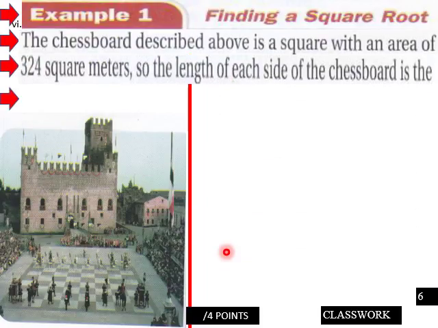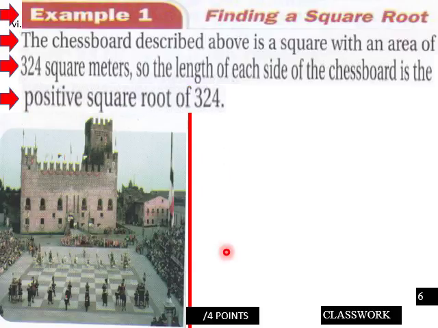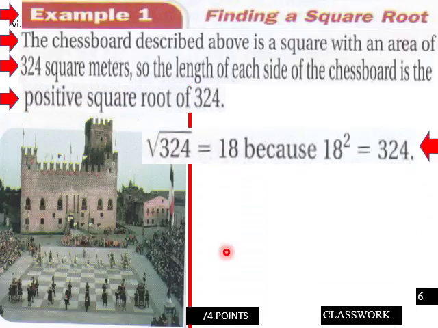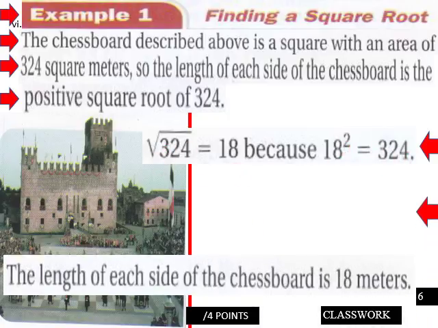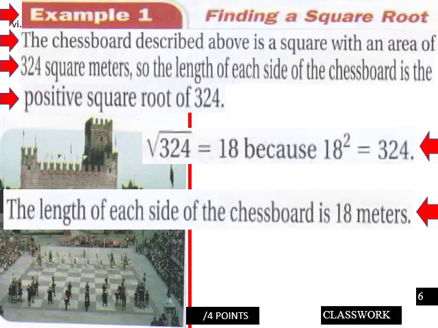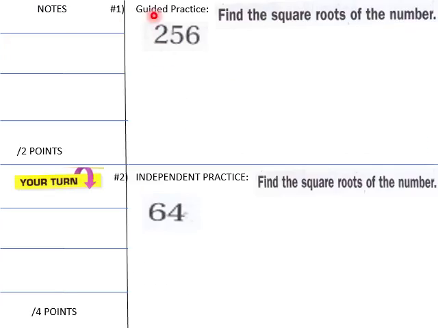The chessboard situation up there, 324 square meters. So now we're going to find that because 18 squared equals 324. You could use your calculator to find that. And then our first guided practice, find the square roots of this number here. This is the independent practice here. I think that is abundantly simple.